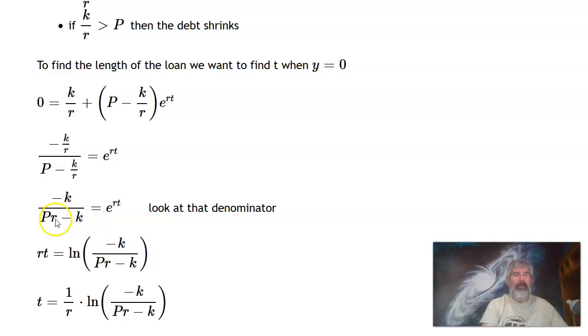But this is the comparison here. PR minus K is definitely interest minus amount paid, and you want that to be negative because you want this more. There's a couple of things here. Yeah, you want that negative because there's a negative on the top that makes this fraction then a positive number, which could actually equal e to the rt. On the other hand, if the k is not big enough, so PR minus k is negative, then this fraction is negative and there isn't any solution for t.